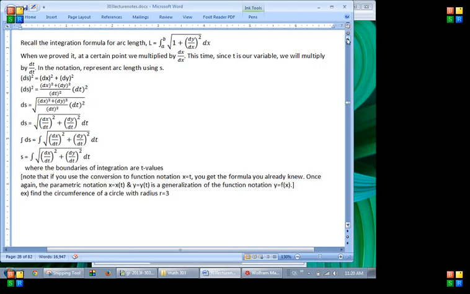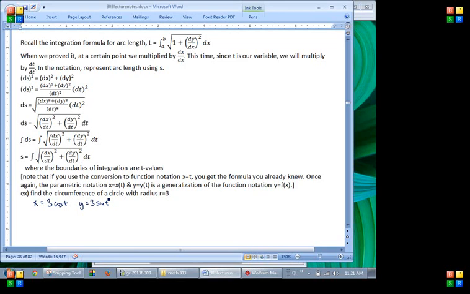Let's see what happens when we use parametric notation. We've already seen that x equals cos t and y equals sine t is the equation of a circle. That circle, of course, had radius 1. What do we do if we want to make it radius 3? You simply multiply all your values by 3. Your circle is 3 times as big. The radius is now 3. I hope that makes sense. So there's the equation for a circle with radius 3.